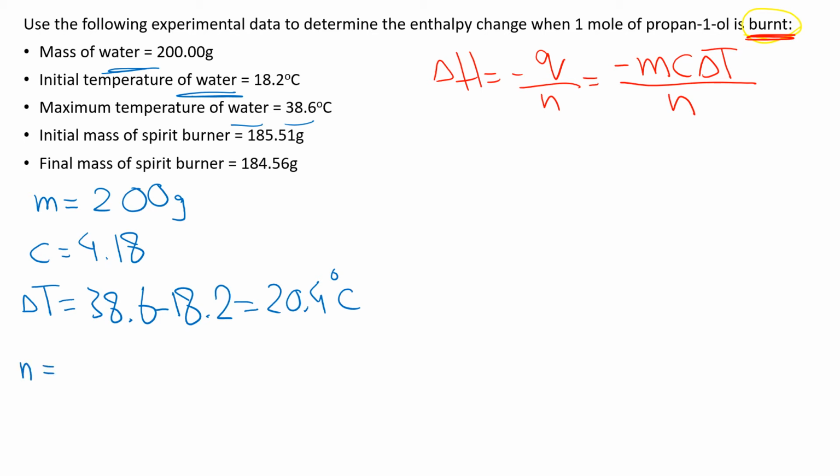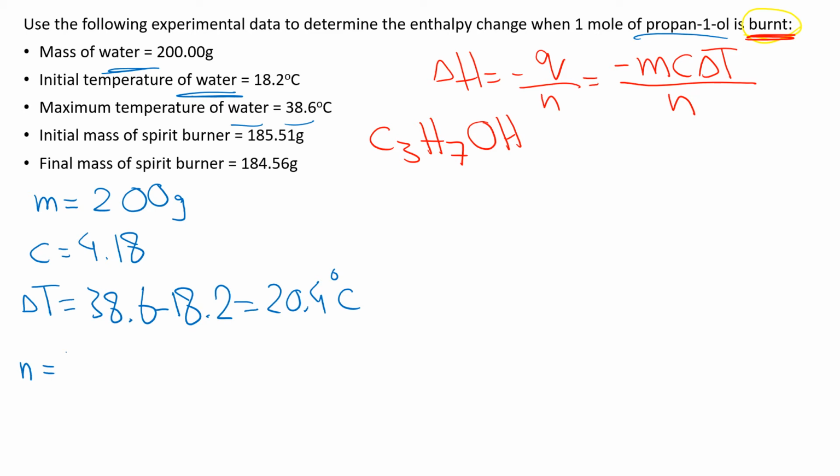What is n? As we agreed before, n is for the source of heat. What's the source of heat? It is propan-1-ol. What is propan-1-ol? We have propan-1-ol is C3H7OH. Okay, let's go ahead.